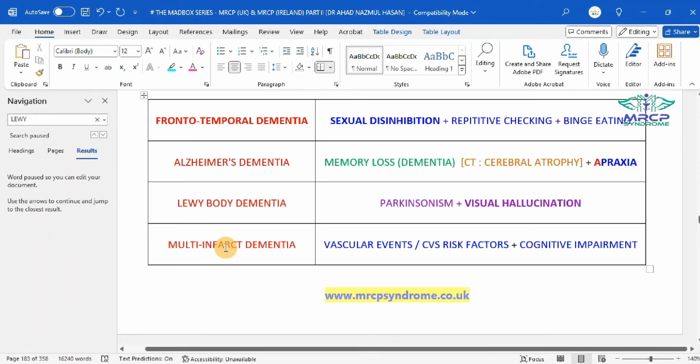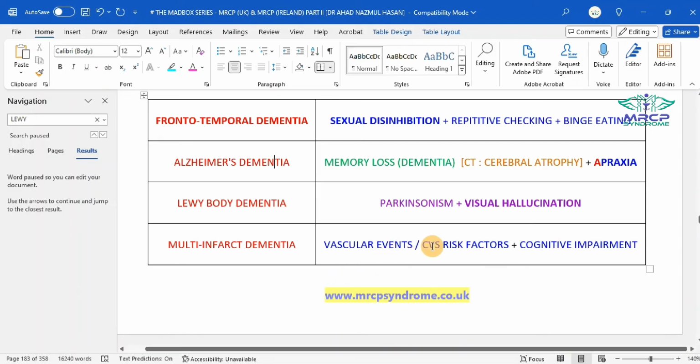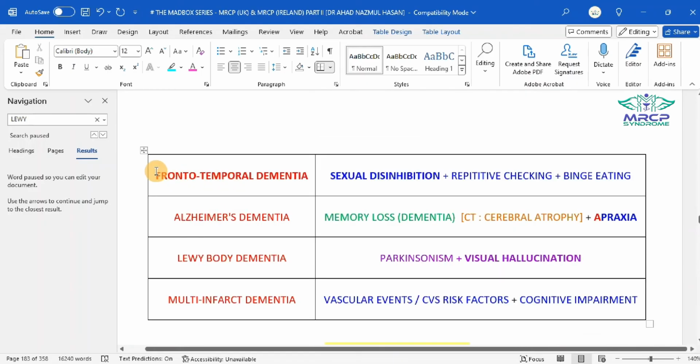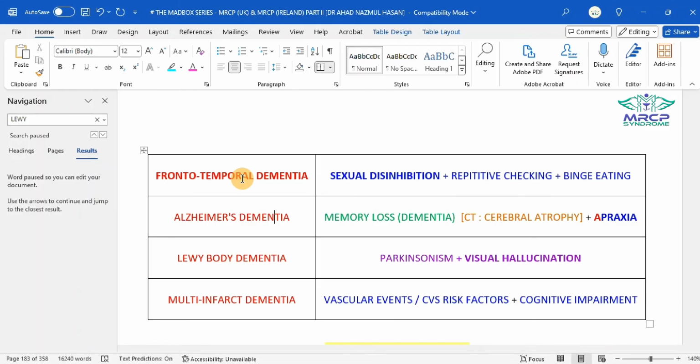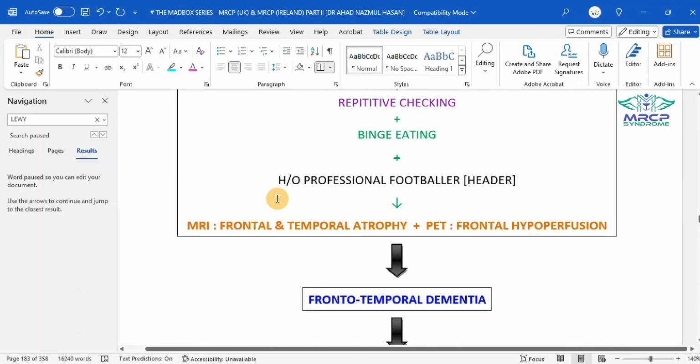And in case of multi-infarct dementia, there would be gradual deterioration in cognitive impairment in the context of either vascular events or cerebrovascular or cardiovascular risk factors. In frontotemporal dementia, the predominant cardinal features are sexual disinhibition, repetitive checking, and binge eating. How to treat a case of frontotemporal dementia? Which drug is commonly used? SSRI. Yes, you can go for the SSRI.